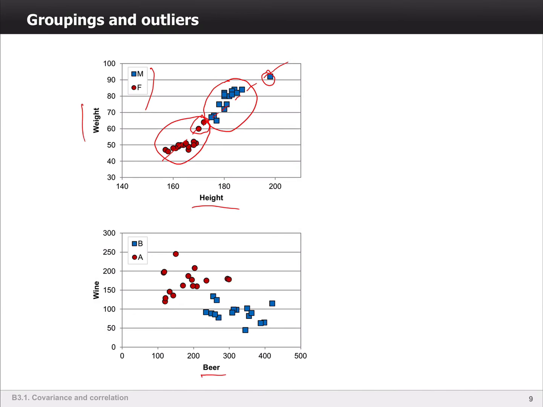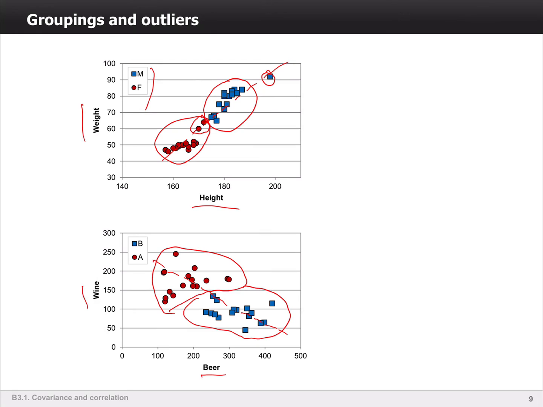If you look at the beer and wine plot, the second plot, you can also see some groups. In this case, I use colors to show the region. The A means it's a Mediterranean region, and B is a Scandinavian region. Again, you can see a sort of linear trend here, not as strong as the previous one. Then you can also see some groups. For example, you can see that these all are people from Mediterranean region, and these people are from the Scandinavian region. Okay, so these plots are very, very useful.